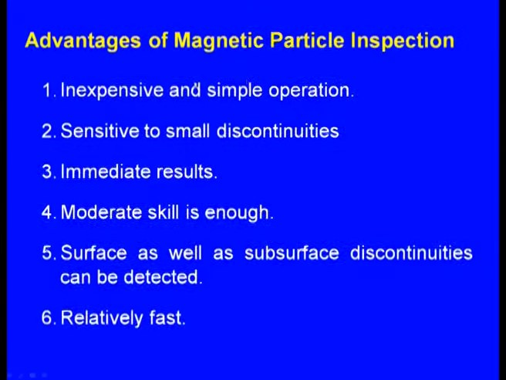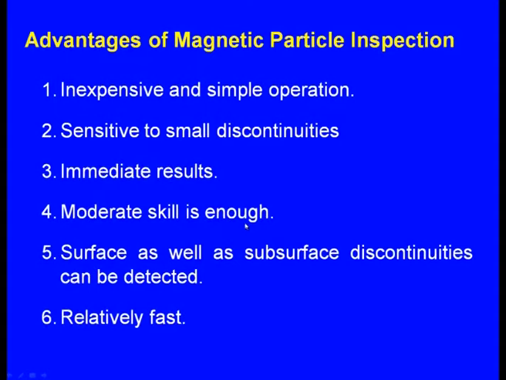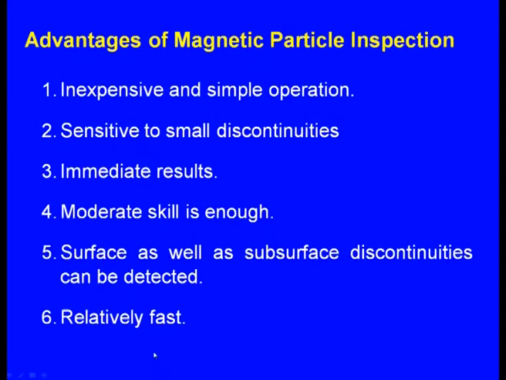Now, these are the advantages of magnetic particle inspection. Inexpensive and simple operation, sensitive to small discontinuities, immediate results, moderate skill is enough, not as in the case of X-ray or radiography. Next one, surface as well as subsurface discontinuities can be detected. If the discontinuities are on the surface or even internally, if they exist, these can be detected using magnetic particle inspection. Next one, relatively fast.